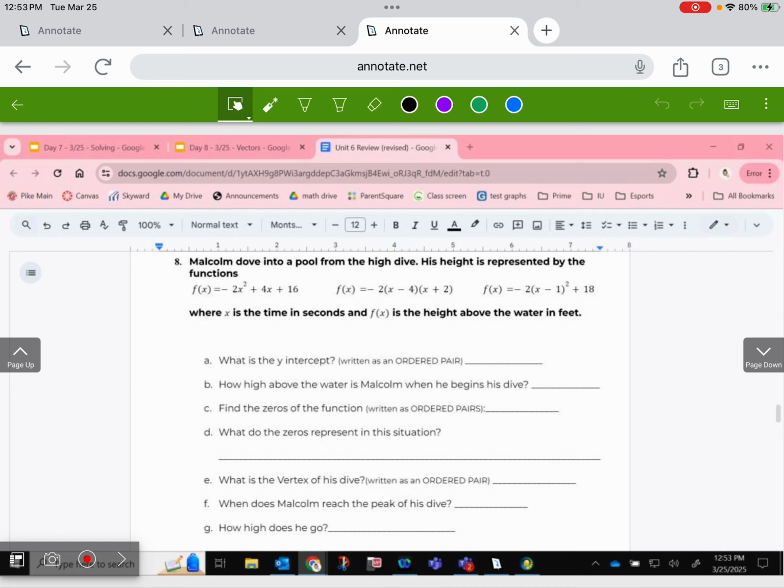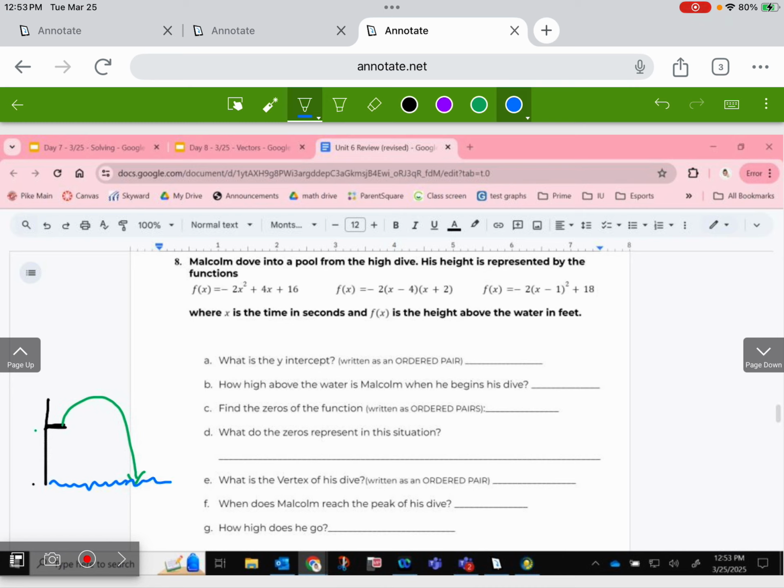So we're given these equations, and we're asked a whole lot of information. So we have 3 different equations for Malcolm's dive into the swimming pool. So just to give us a visualization, here's the pool. We know he has his little diving board here, and he's going to jump, and then he's going to splash. That's kind of what we know about this.